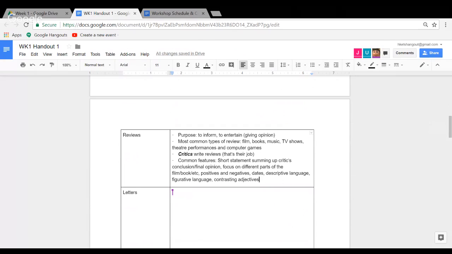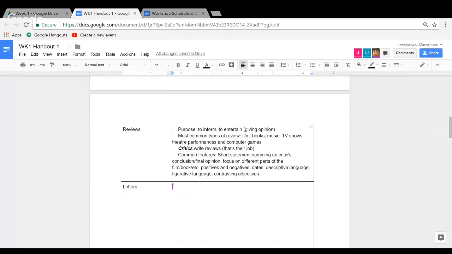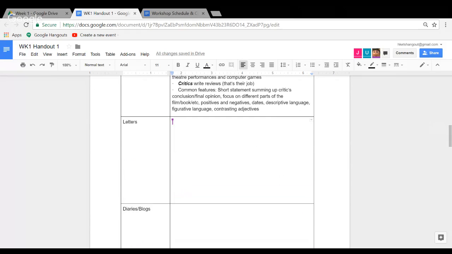Okay. Letters. How many of you have ever written a letter for real, not for school? Yes? Who did you write a letter to? My parents, because I was in England and I wrote a letter to them. Okay. Have you two ever written a letter? No, I've never written one. Who is writing letters? I have a computer.